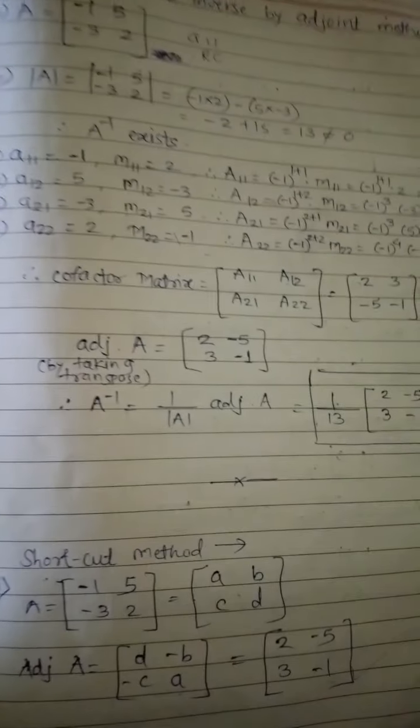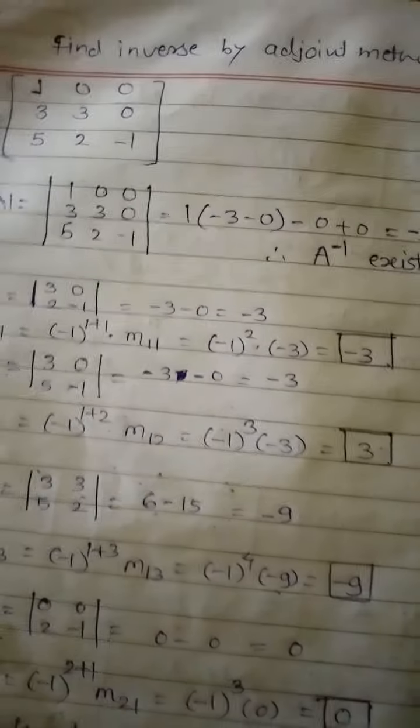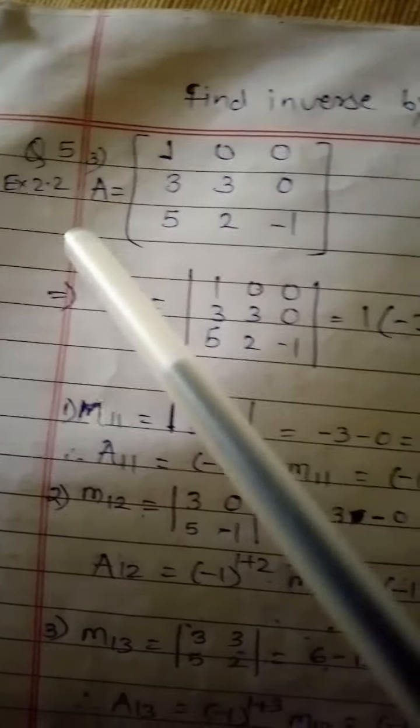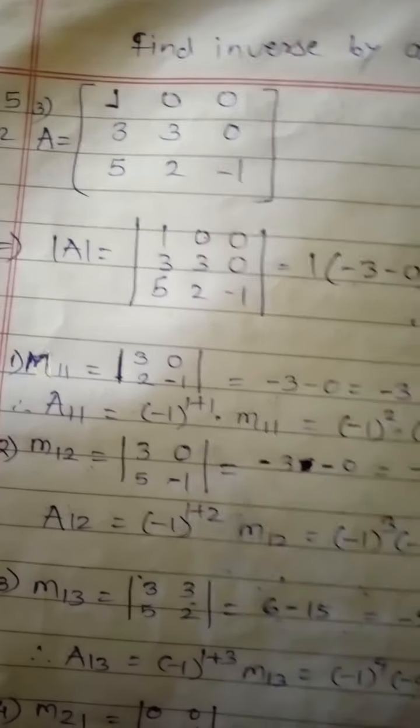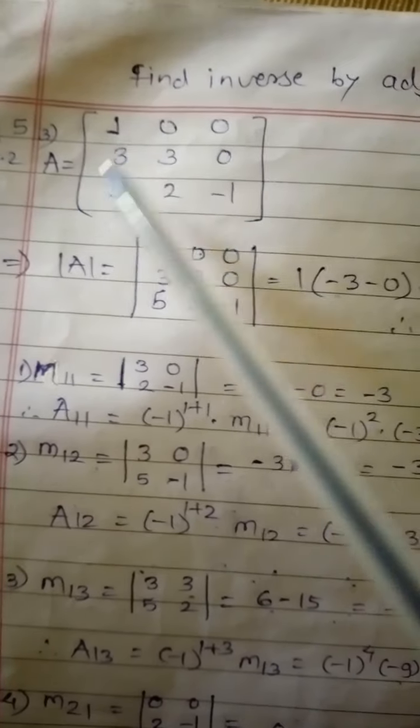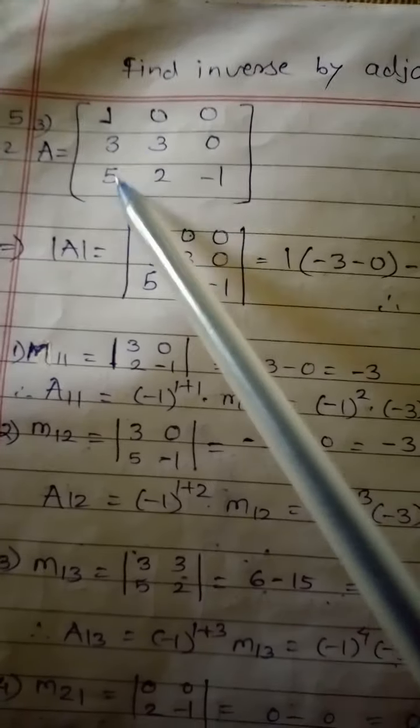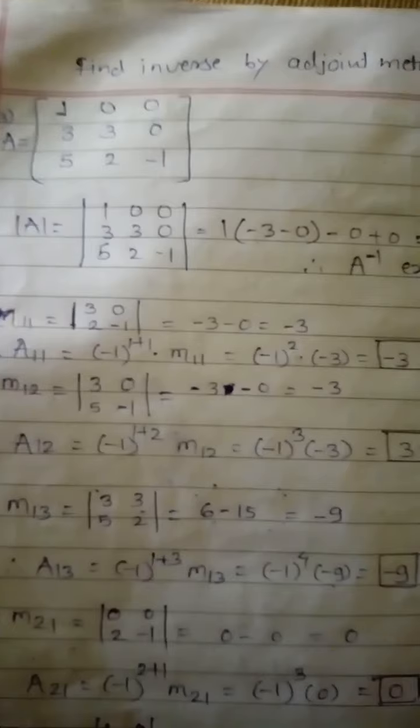Now we are going to solve the adjoint method, where we have to find the inverse of a square matrix of order 3 by 3 using the same, that is, the adjoint method. Again in this example I am going to take question number 5 from exercise 2.2, example number 3. So the question is: A is given as 1 0 0, 3 3 0, 5 2 and -1.